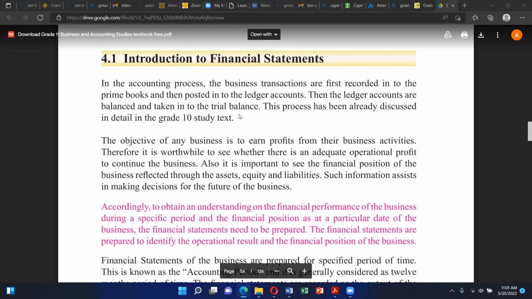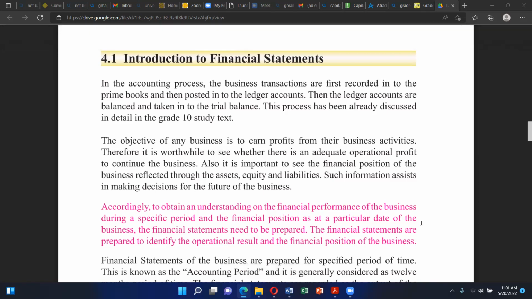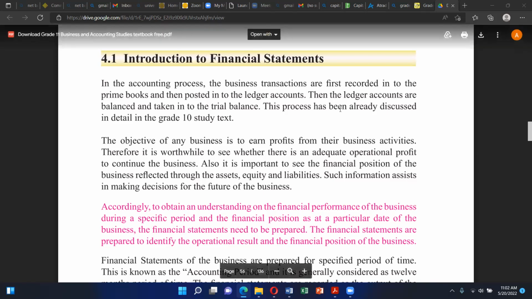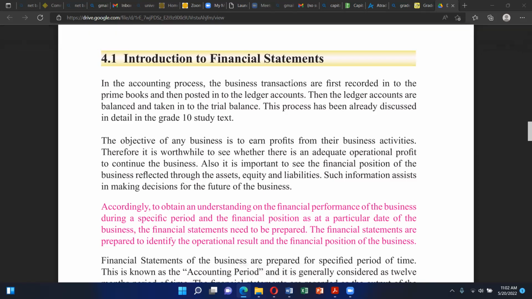Sir, can you please repeat? Yeah. Financial statements are considered as the output of the accounting system. Okay, it has two components.